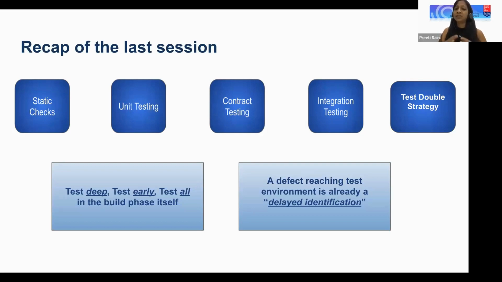The next was that a defect reaching a test environment or staging environment is late identification, and we have to ensure that we shift left, the mantra we've been talking about. The entire fundamental is how to identify these defects early in the build cycles or in the PR builds itself before it gets merged, so that it does not slip onto staging environments or subsequent environments later on. So these were the key takeaways from our last session and a quick recap of what we discussed.